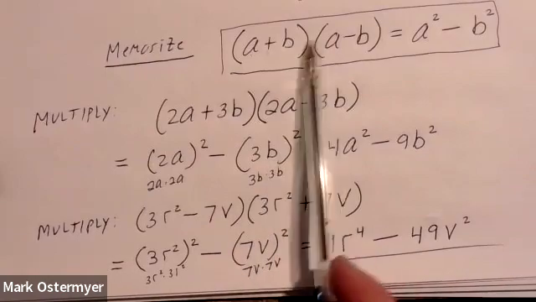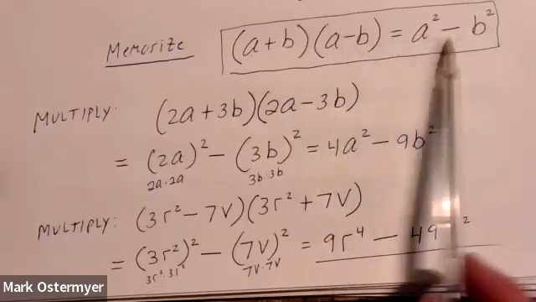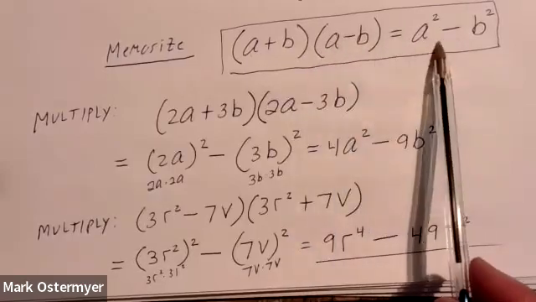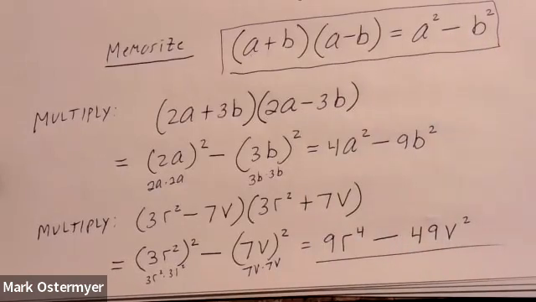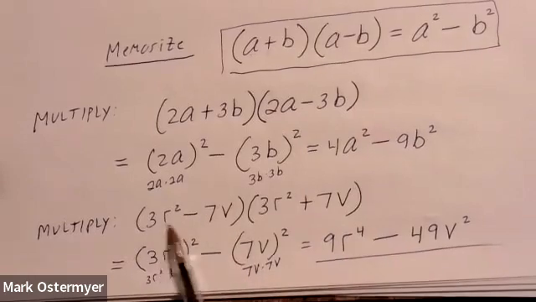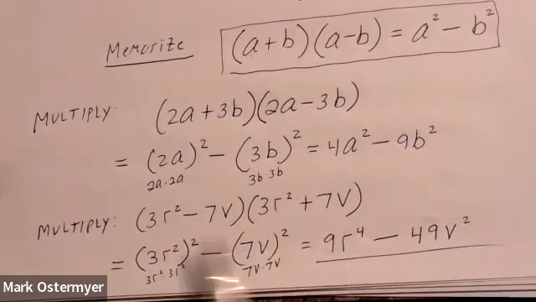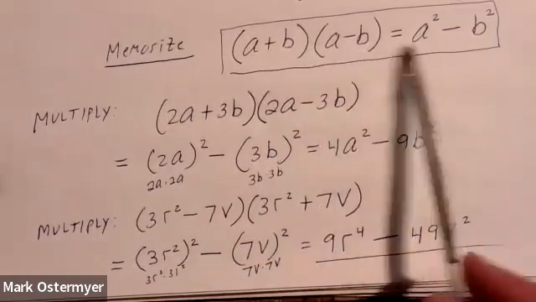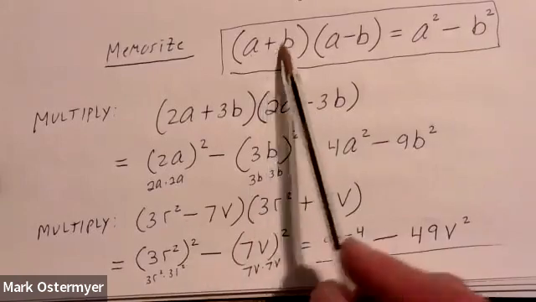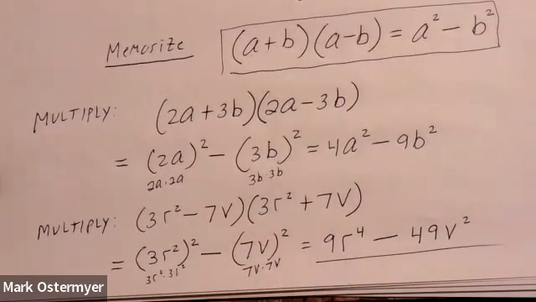So again, definitely throw that in the memory banks: how to multiply conjugate binomials together. It's pretty simple. It's just the difference between the squares of the first term and the last term. So again, 3r squared minus 7v times 3r squared plus 7v. You just square your first term, 3r squared, square your last term, 7v, and then put a minus sign in between them. We're just following this pattern because these are conjugate binomials. And then 3r squared squared is 9r to the 4th, minus 7v squared is 49v squared. And that's your answer.